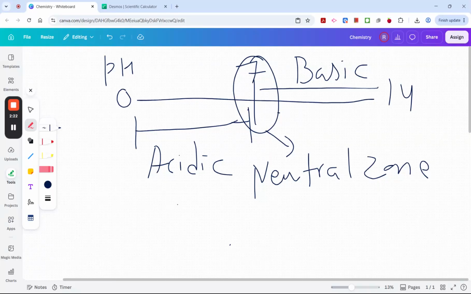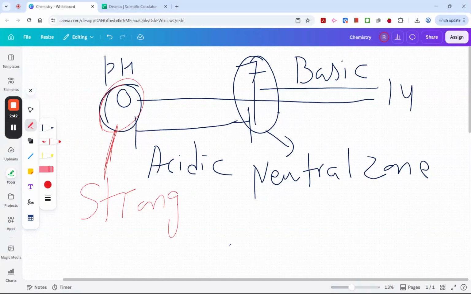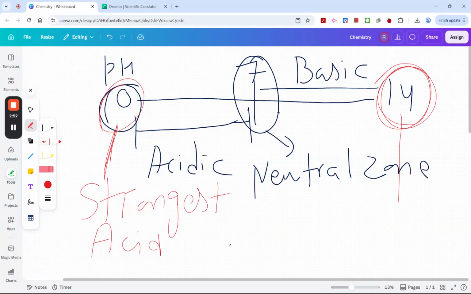If we have to compare values, let's say 0, 3, 4, 5, 6, how do we check which one is the strongest? The lowest value means the strongest, so this is on the acidic side and it's the strongest acid. And the highest value, the max being 14, will be your strongest base.